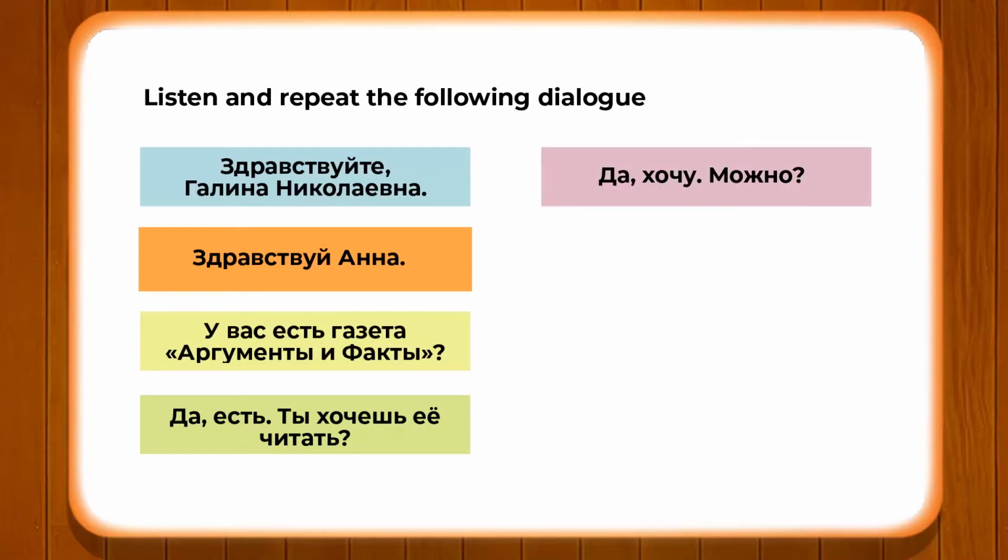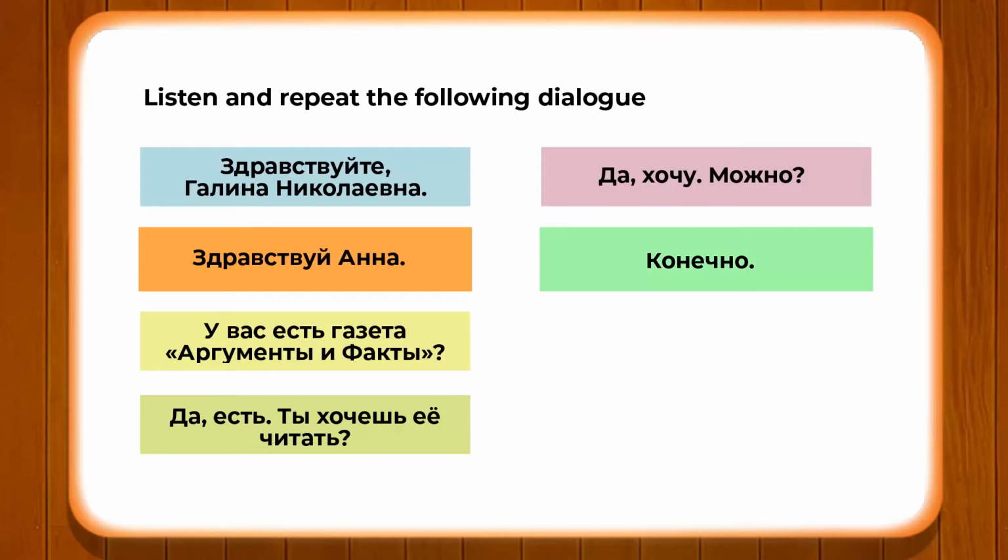Да хочу. Можно? Yes, I want to read it. So she is simplifying with the help of only two words, да хочу. She has conjugated the verb as per the person, хочу. Я хочу. Instead of saying я хочу читать газету, she is saying да хочу. You can also use this kind of communication if the person is known to you. Можно, можно. May I can also be expressed in Russian with можно.